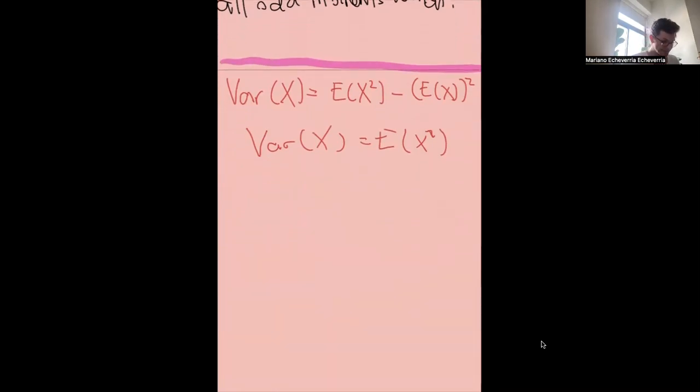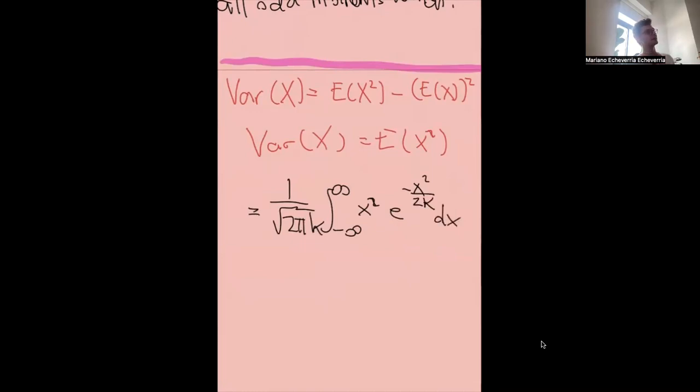So what is this in our case? This is going to be the integral of 1/√(2πk) times the integral from minus infinity to infinity of x squared times e to the minus x squared over 2k dx. Is that making sense? That would be the formula for the variance.